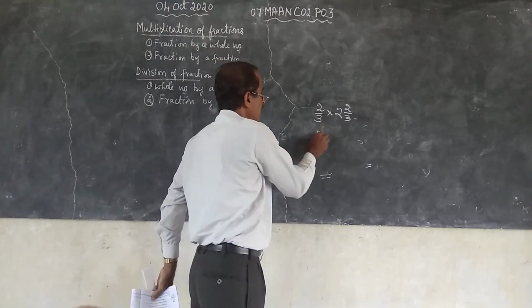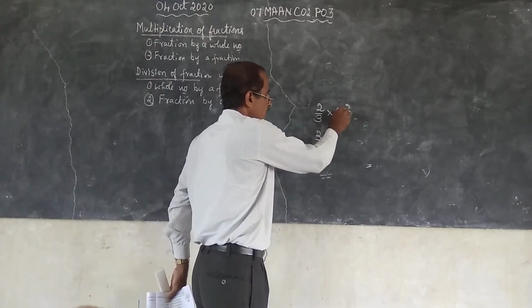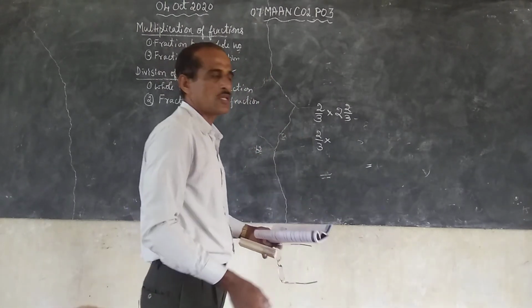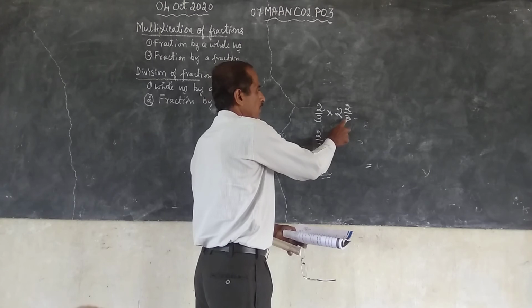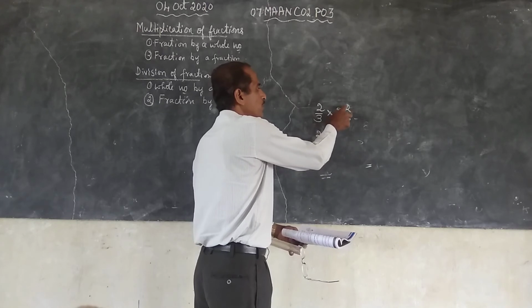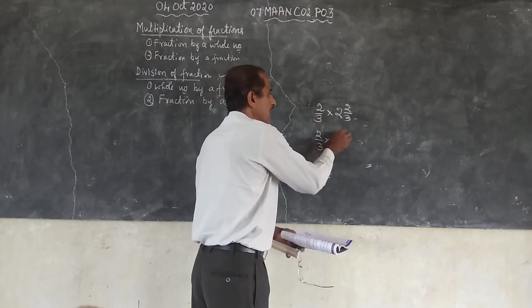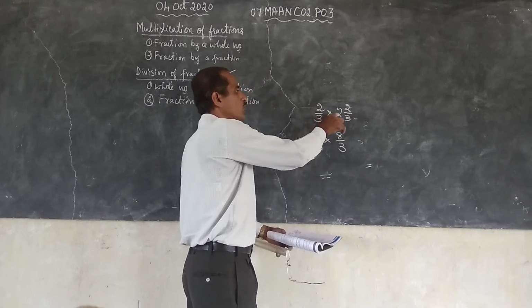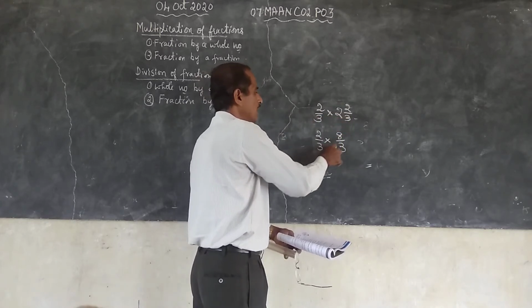In mixed form you can't solve that question, so you have to convert it to improper form. How to convert it to improper form? 3 twos are 6. 6 plus 2 is 8. 8 by 3, the 3 stays as it is. So 2 2/3 means 8 by 3.